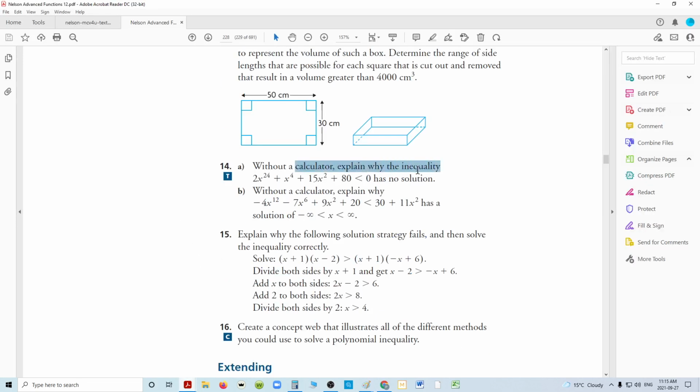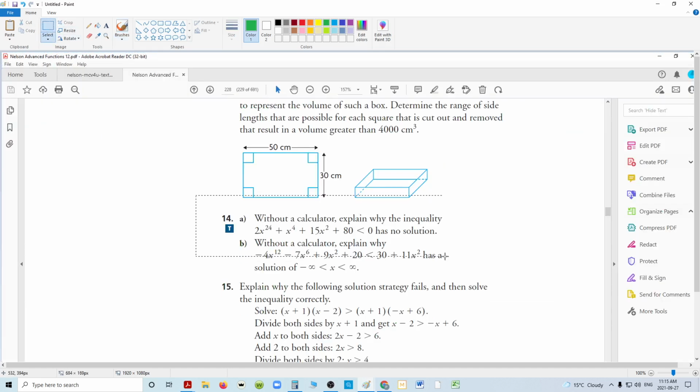Without a calculator, explain why this has no solution. Oof. I think just because this boosts it so far above the graph, and it's a possible W. Without a calculator, explain why this has a solution. Now, we can try the second one. I think the first one is just logic. I'll show you the logic of it.